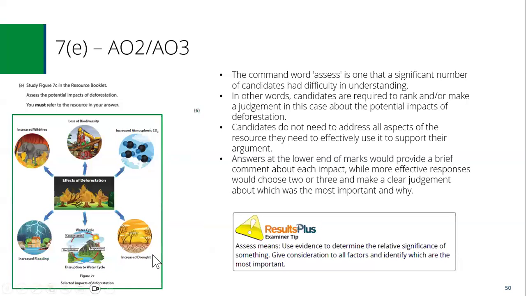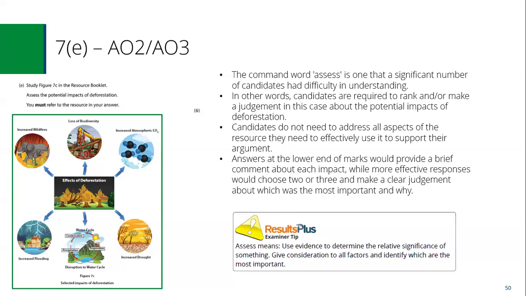And question 7E here: assess the potential impacts of deforestation. The command word here is assess, which a significant number of candidates have difficulty understanding. In other words, candidates are required to rank or make a judgment, in this case about the potential impacts of deforestation. Candidates do not need to address all the aspects of the resource. They need to effectively use it to support their argument. So again, don't use these as a crutch. Look at them, pick a couple, and go on to explain them.